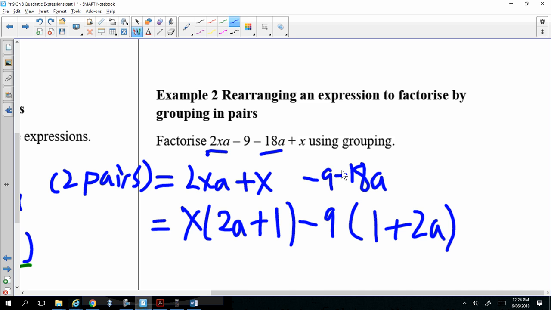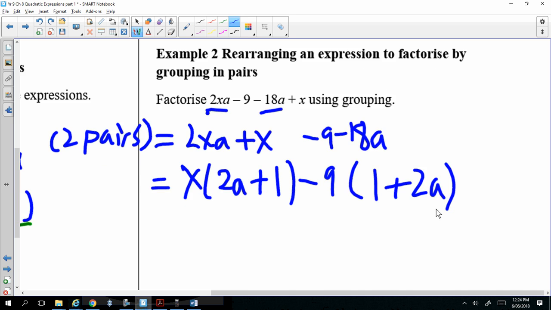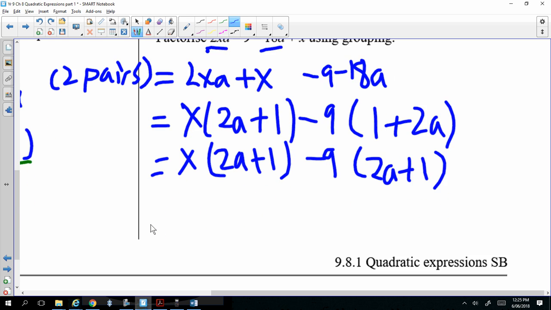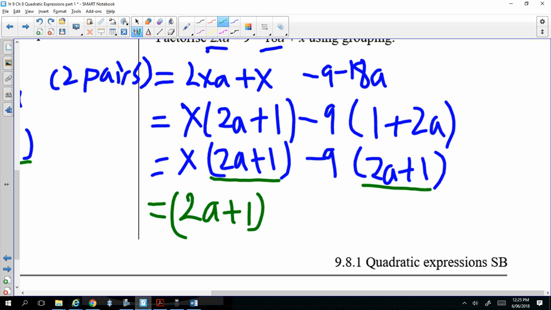Now, do they look the same? Not exactly the same, but if I move the 2a, I could swap them. Now they are the same. So now let's take out a common factor. What's common here, Bianca? 2a plus 1. Yes. Very good. Now one more thing I'm going to ask you, what should I put in the second bracket?